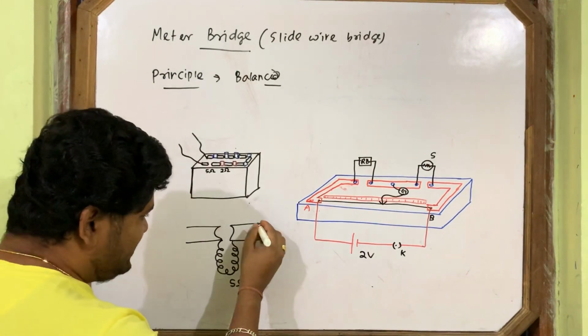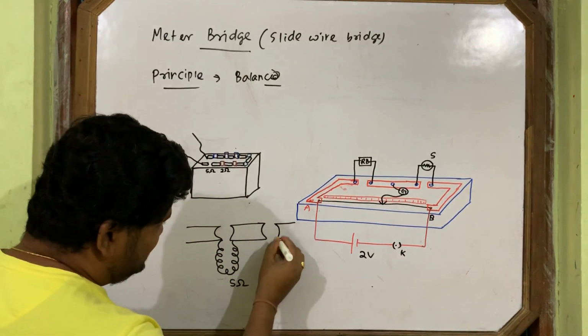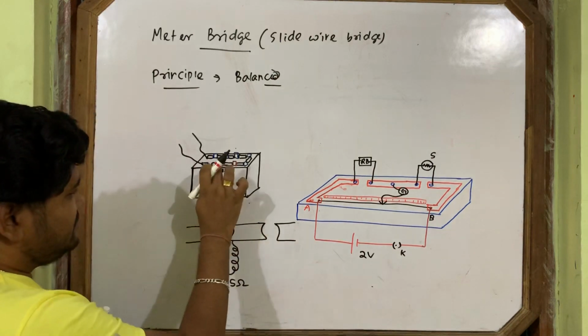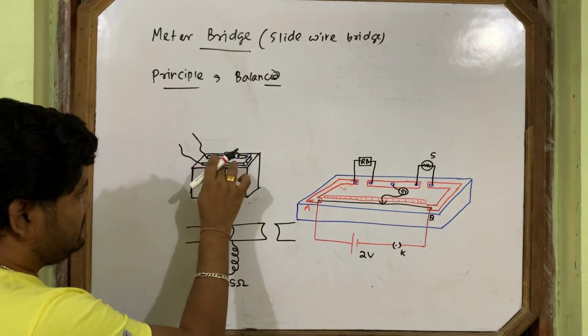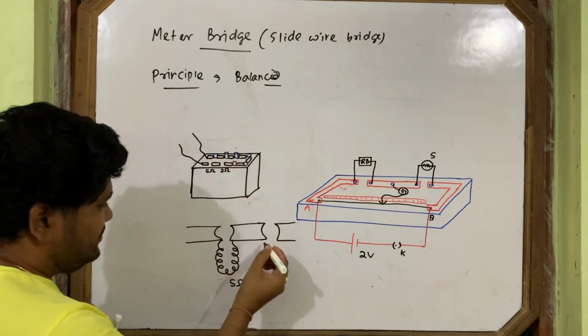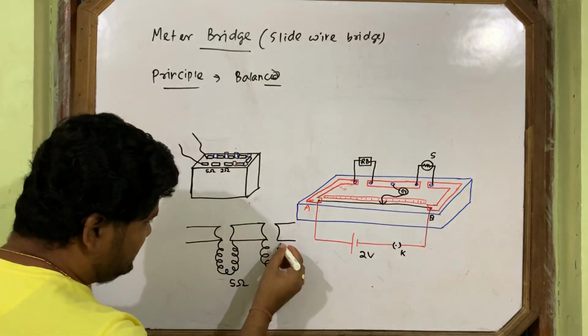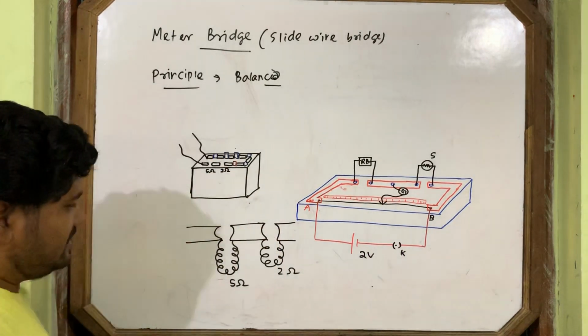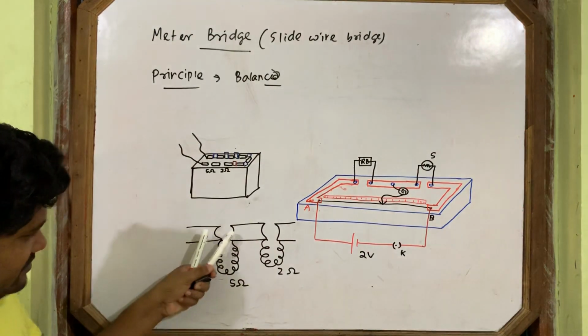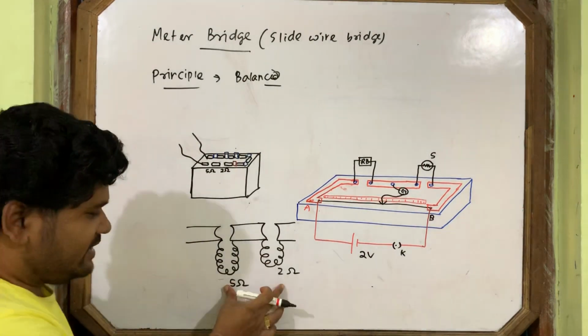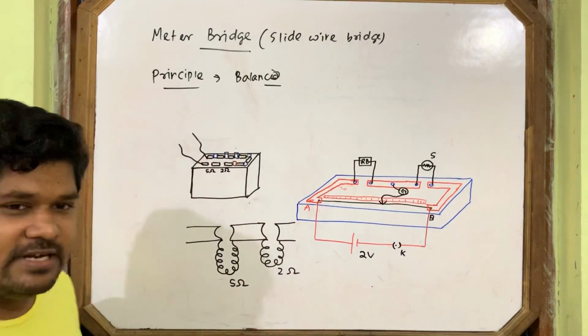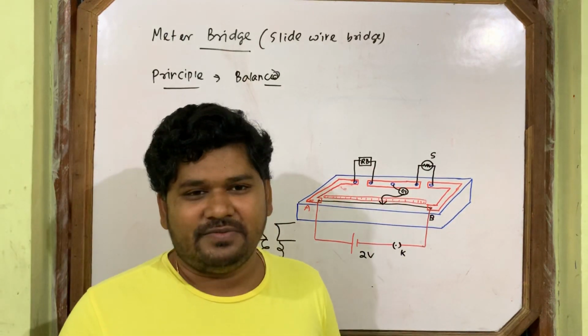If another knob is taken out, let's say near to it, you see. Suppose this is 2 ohm. Another knob you take out. This knob you take out. Again another coil is here, 2 ohm. Now current will go through 5 ohm, then again through 2 ohm. They are connected in series. Total will be 5 plus 2, that is 7 ohm. This is the principle of the resistance box.